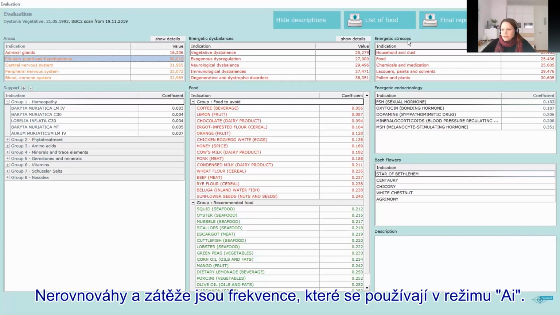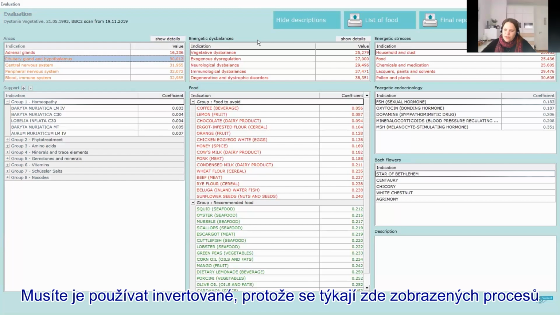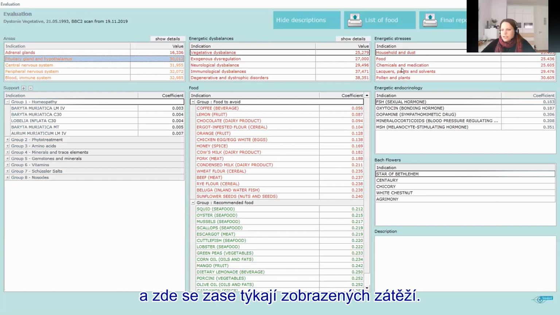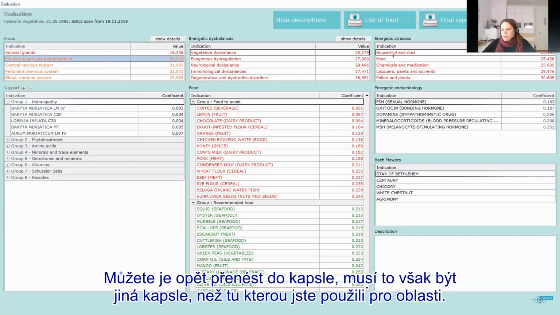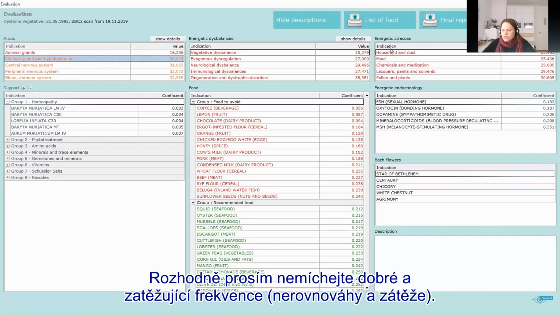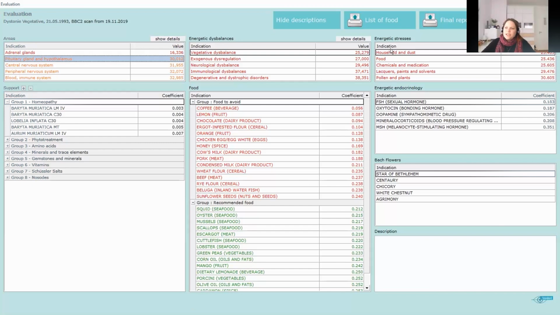The disbalances and the stressors are frequencies used with AI, so you have to use them in words because here you have processes listed, and here you have stresses listed that both have to be used with AI. So what you can do with this, you can put them to a capsule, but this must be another capsule than the areas, for example. So please don't mix good and stressing frequencies in one capsule. You always need to separate them.